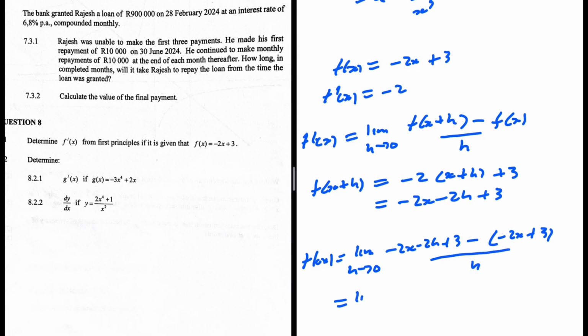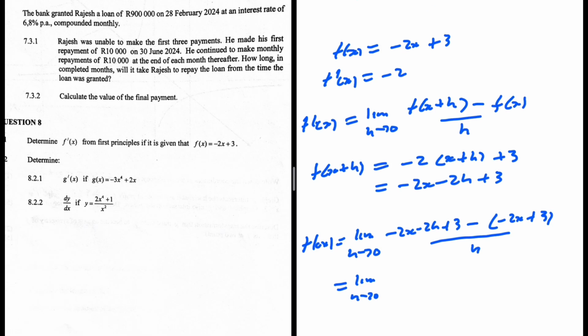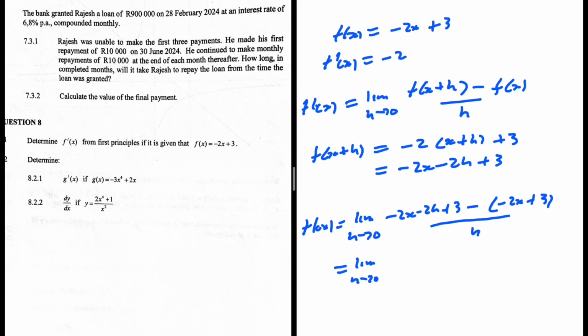So the limit as h tends to 0 will be minus 2x plus 2x, that is 0, and then plus 3 minus 3, that is 0. So we're left with minus 2h over h. So this is equal to minus 2.